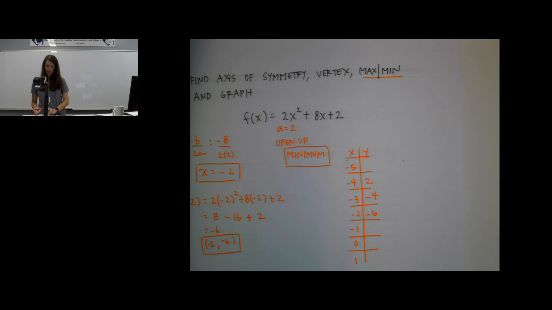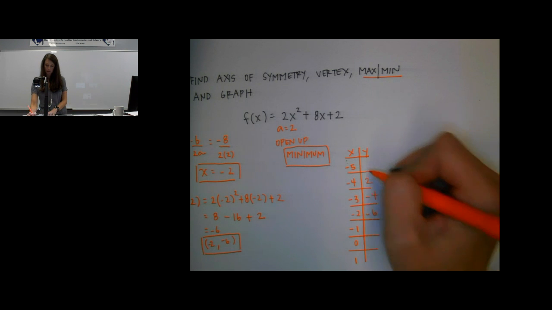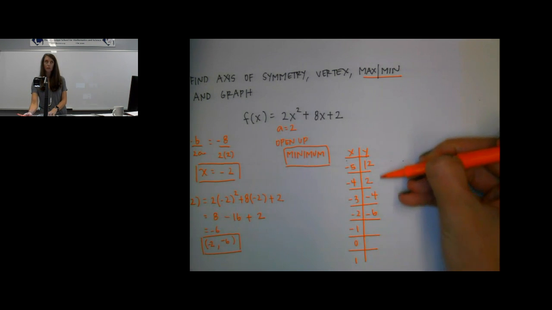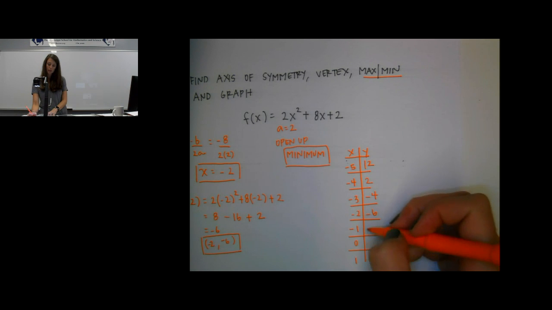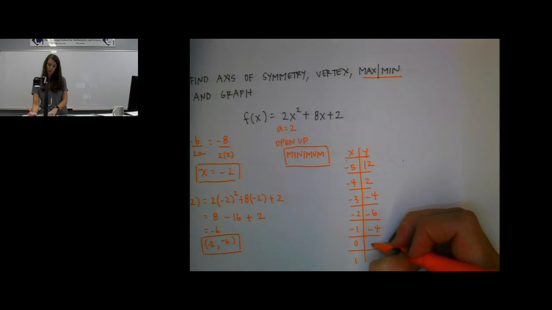If I plug a negative 5 in there, negative 5 squared is going to be a positive 25 times 2, so that'll be a 50. So 50 minus your 40 plus a 2, that's going to give me a positive 12. So it's going to be symmetric, right? Because I'm increasing at the same rate, these values on the other side are also going to be the same numbers.